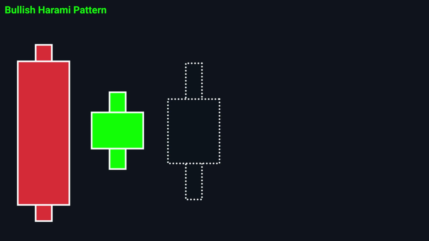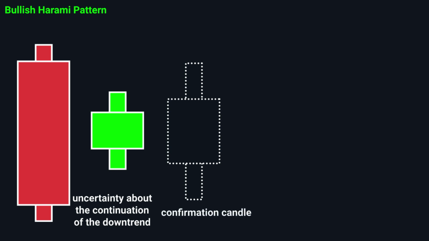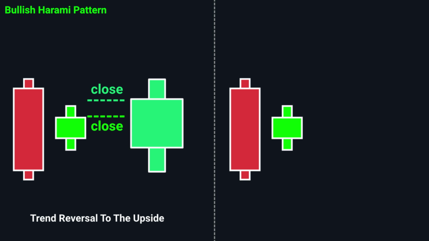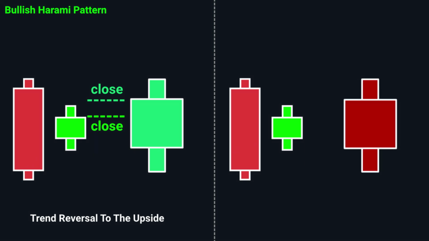Traders typically use the next candle, that is, the third candle, to confirm the pattern. This is because the bullish harami pattern on its own only indicates uncertainty about the continuation of the downtrend. However, the third candle, also known as the confirmation candle, shows that buyers have taken control of the market. If the confirmation candle is green and closes above the second candle's closing price, it provides stronger evidence of a trend reversal to the upside. On the other hand, if the third candle is red or closes near the previous levels, it may signal the failure of the pattern and the downtrend could continue.